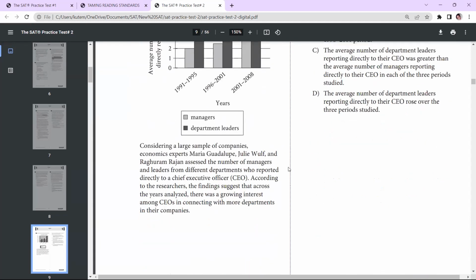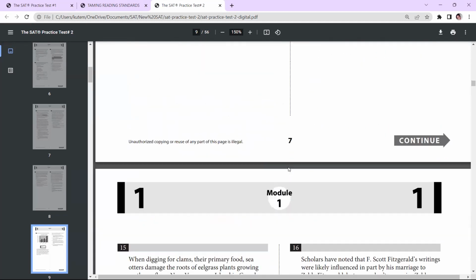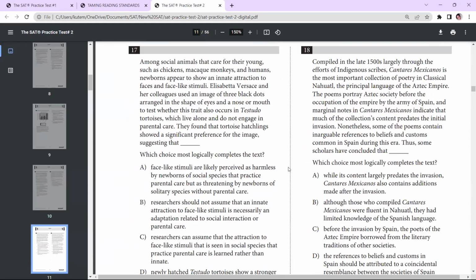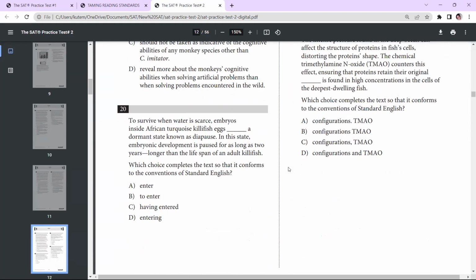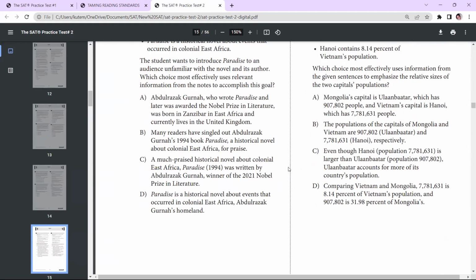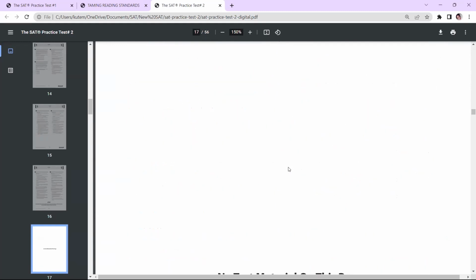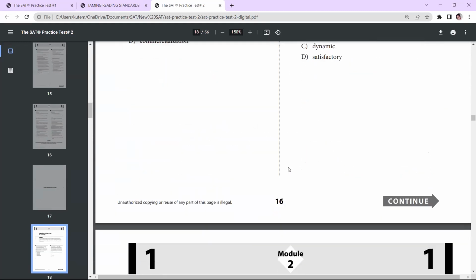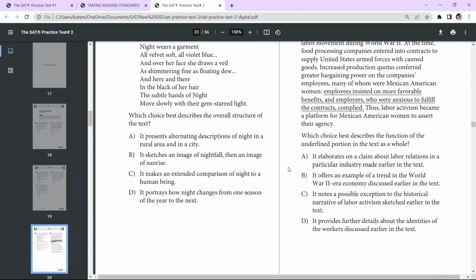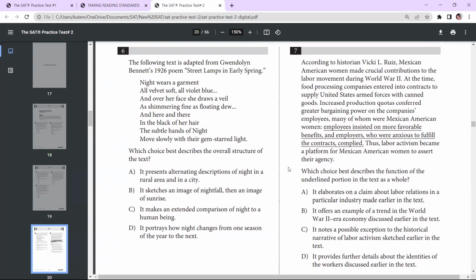Okay, so let's see. This is infographics, evidence. Yeah, this should be it. So let's go to the second and we do those questions too. Okay, so we have a function question.